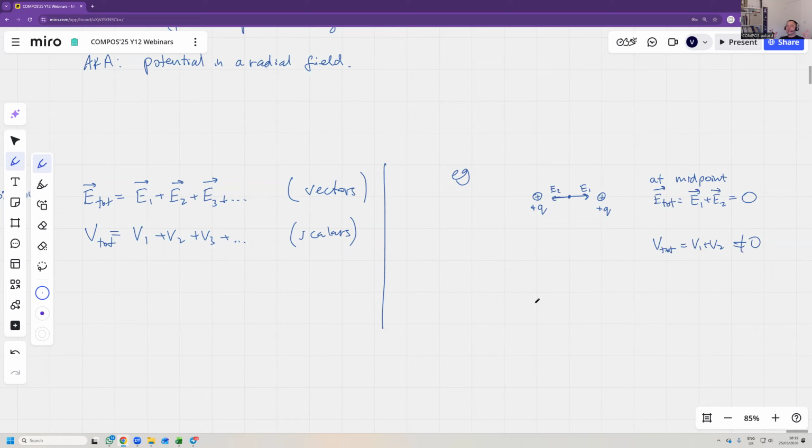Because you're adding potentials at the midpoint, the electric fields will cancel each other out, but the potential would not. The potentials add up just like numbers. The potential is a number, like 15 volts, 17 volts. Hopefully that makes sense.